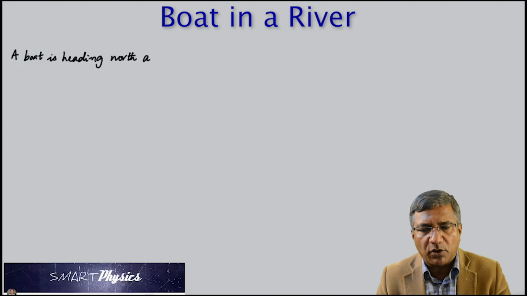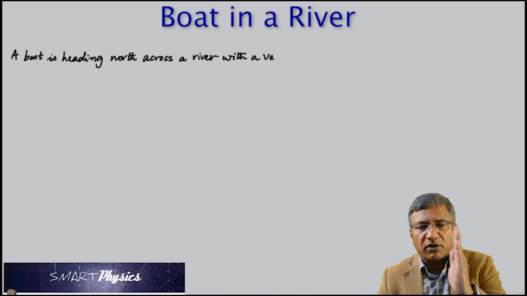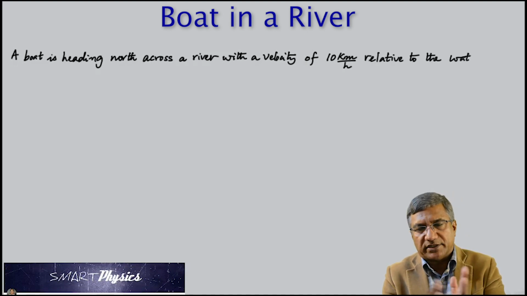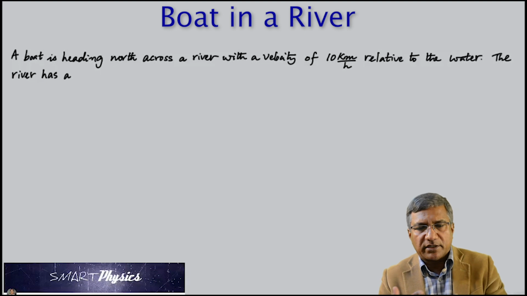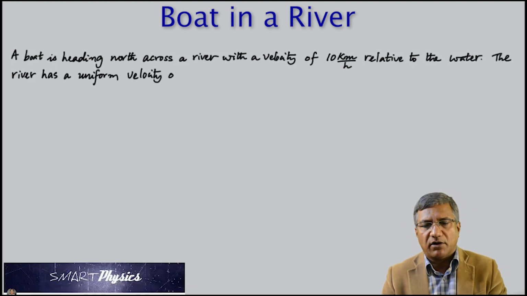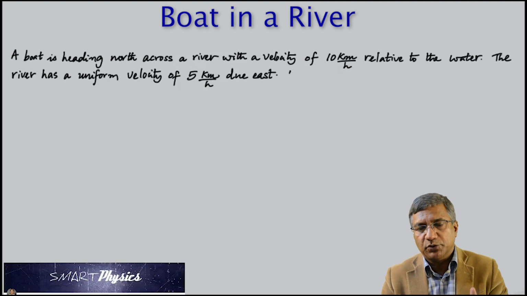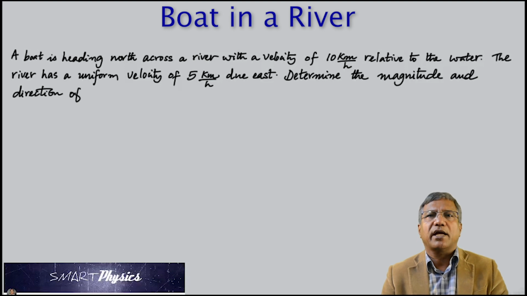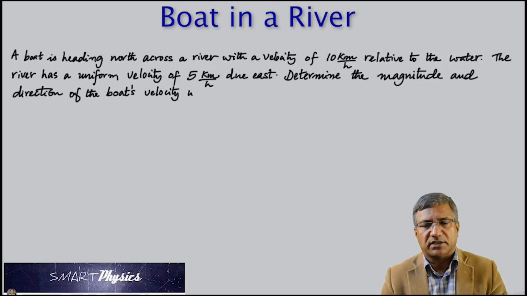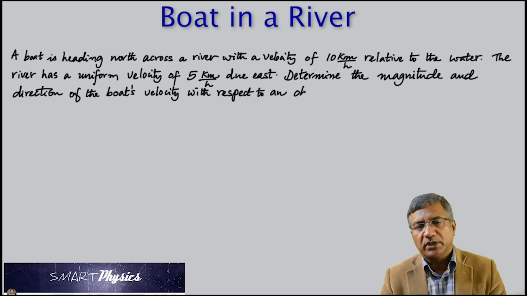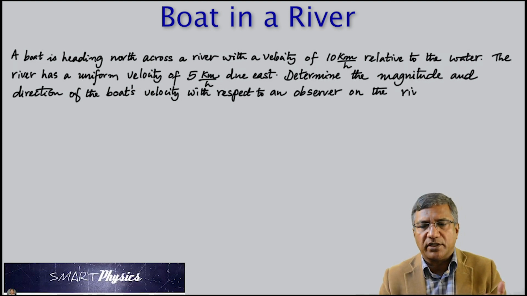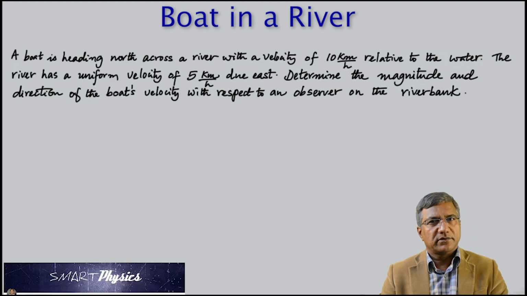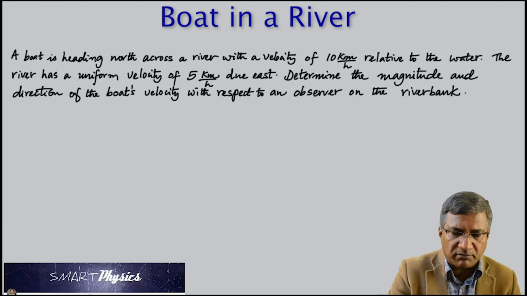A boat is heading north across a river with a velocity of 10 kilometers per hour relative to the water. And the river has a uniform velocity of 5 kilometers per hour due east. So one is north, the other is east. Determine the magnitude and direction of the boat's velocity with respect to an observer on the riverbank. So this is called relative velocity. When I make the diagram, it should become much clearer.